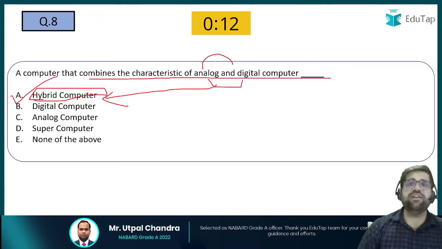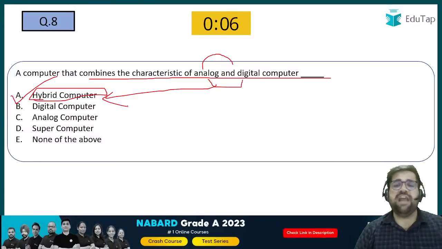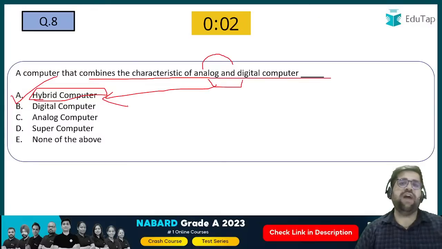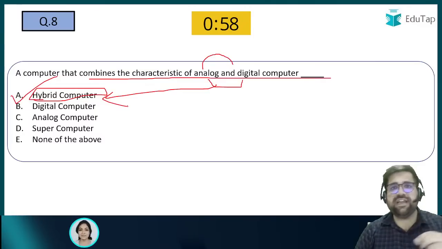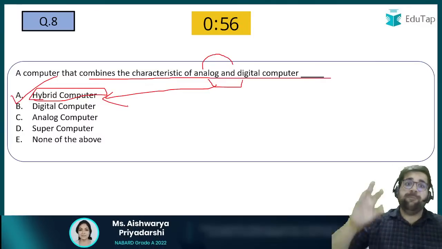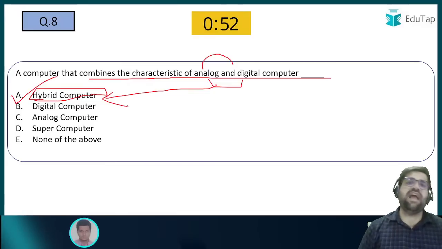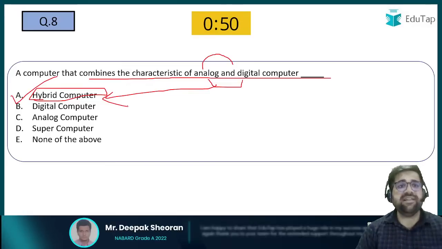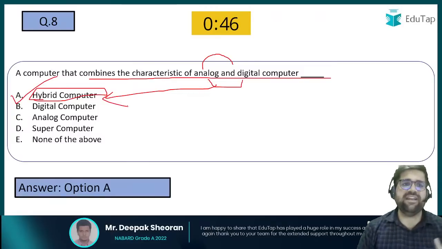Analog computers are those computers in which you have to enter the data in a physical format. For example, we have a thermometer. In a thermometer you have to give certain data to it. For example, you will press your thermometer inside your mouth, and so on. Plus, a digital computer is something which understands only the language of zeros and ones. If I combine these two, then I will reach hybrid computers. Again, a very easy question.